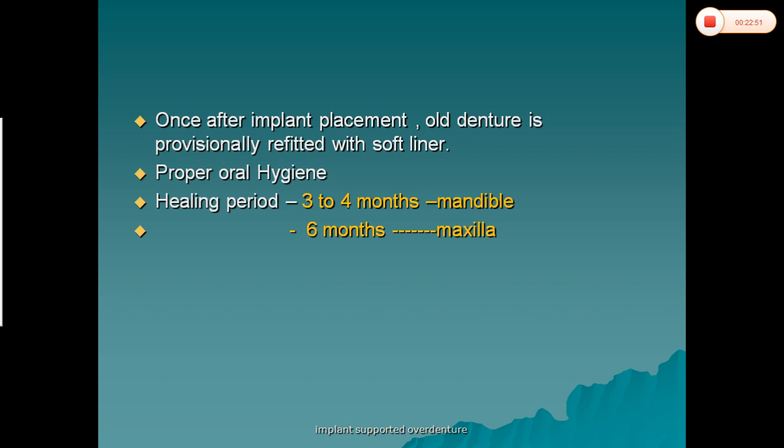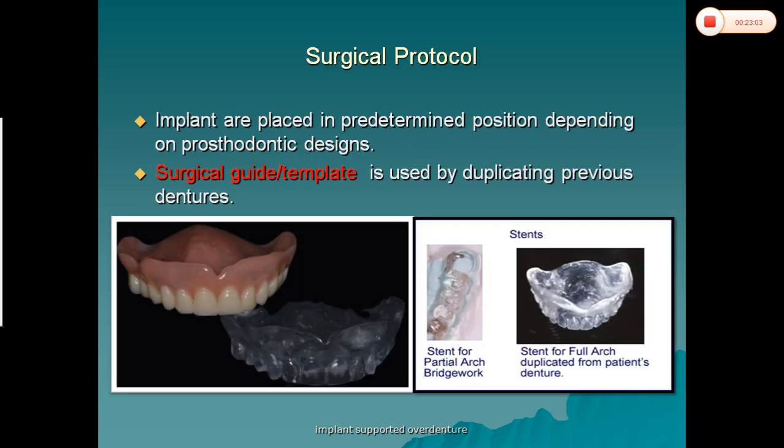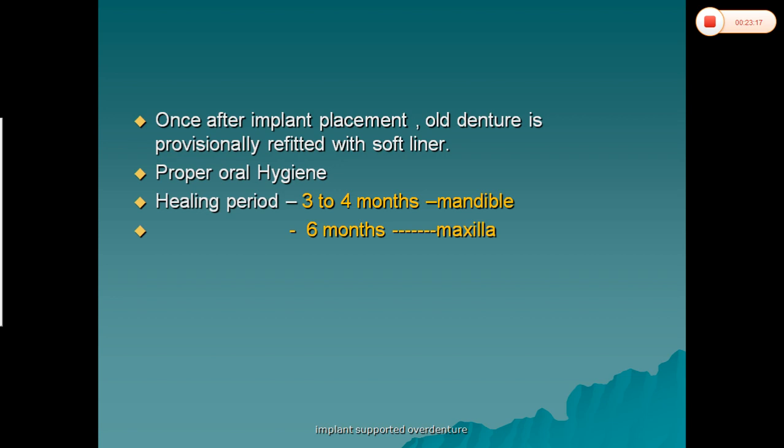we have to leave the implants for osseointegration. During that time, the old dentures are provisionally refitted with soft liner. See, old dentures are evaluated. Then we have to find out the position of the implant, and a surgical template is obtained by duplicating the old dentures. Then we position the implant. After placing the implant, during the healing period, the old dentures are adjusted and refitted with soft liners.